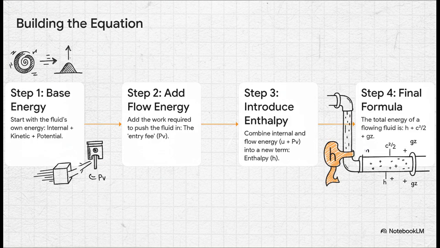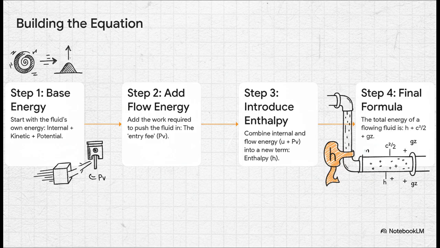Step 1. We start with the energy the fluid already has on its own, right? That's its internal energy, U, plus its kinetic energy from moving, c²/2, and its potential energy from its height, gz. Simple enough. Step 2. We add our new player, that entry fee, the flow energy, PV. Now, step 3 is where the magic happens. Engineers notice that these two terms, internal energy U and flow energy PV, they pretty much always show up together. So to make life easier, they just bundled them into a brand new property called enthalpy, which we label H.